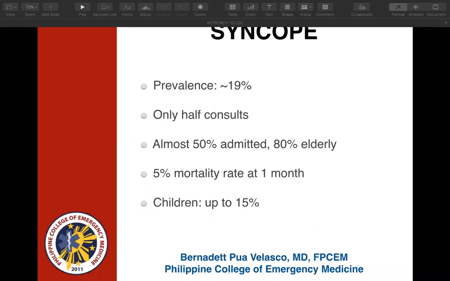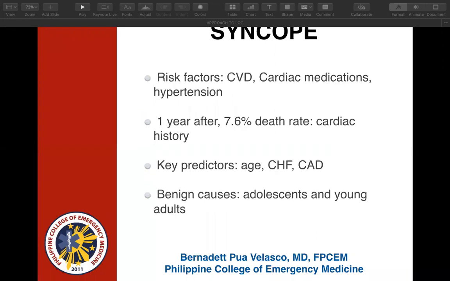As far as pediatric patients are concerned, up to 15% of children experience at least 1 episode of syncope during their childhood. And in terms of mortality rate, after 1 month of the syncopal attack, it depends on the cause of syncope and comorbid condition, and it can go up to nearly 5%.